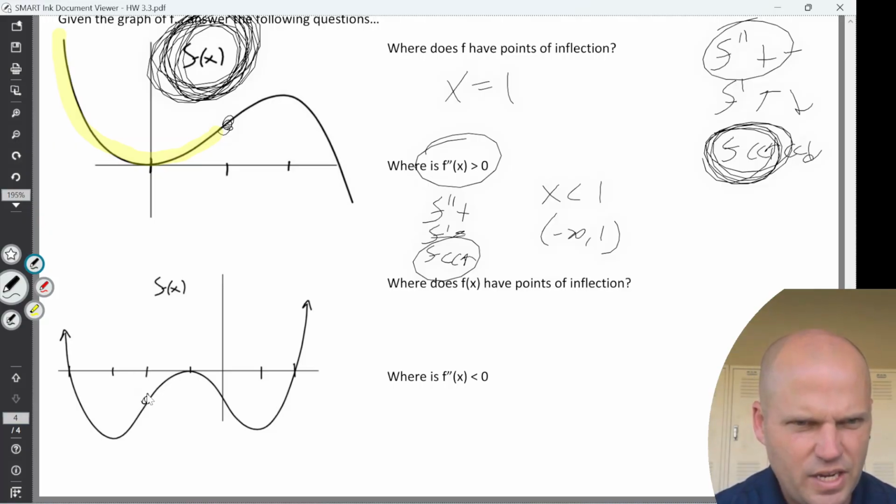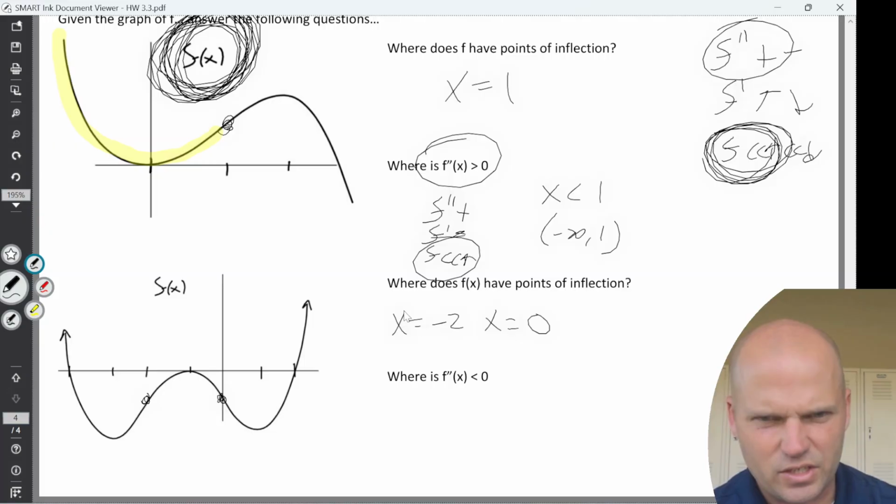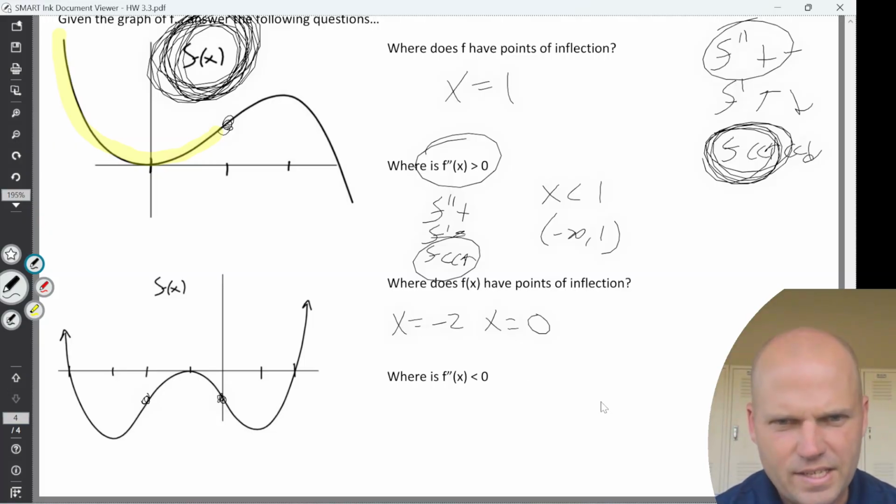Where are the points of inflection? -2, 0? Sure. How do you know that? I don't know. You'll usually be told where the points of inflection are. When is F double prime less than 0? That's F double prime negative. That's F prime going down. That's F is concave down.